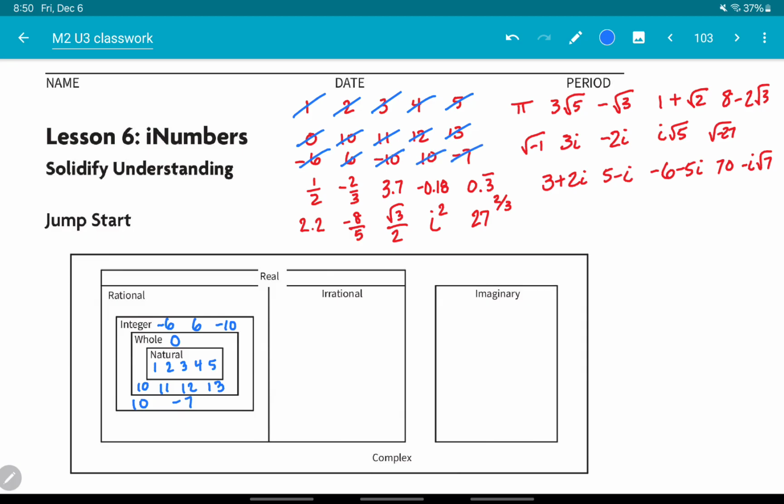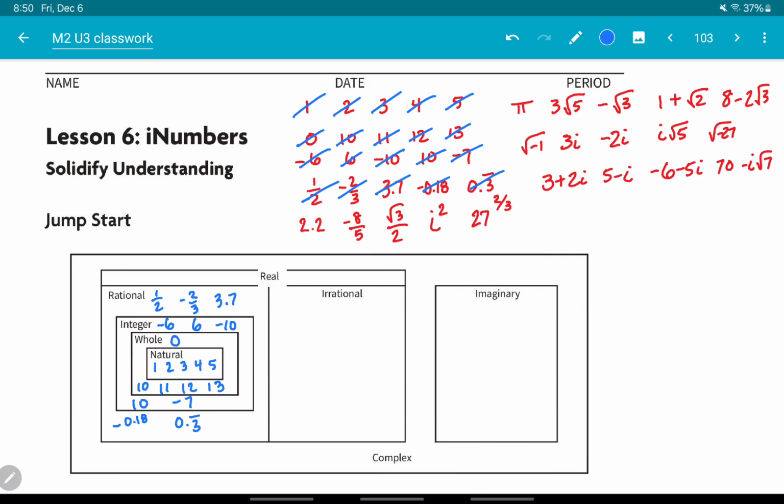Rational numbers are numbers that can be represented as a ratio or as a fraction. So we could have numbers like 1/2, -2/3, 3.7, which is like 37 over 10, -0.18, which is like -18 over 100, and 0.3 bar, which is 1/3.